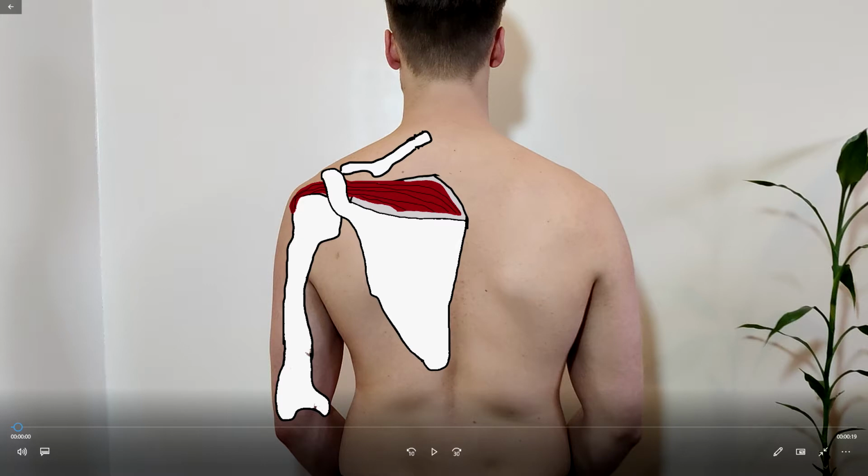The first one, and perhaps the most important, is the supraspinatus. I say this is the most important because it's the most frequently injured. It originates from the supraspinous fossa of the scapula and attaches to the greater tubercle of the humerus, where 3 out of the 4 rotator cuff muscles attach. It's responsible for the first 15 degrees of shoulder abduction.